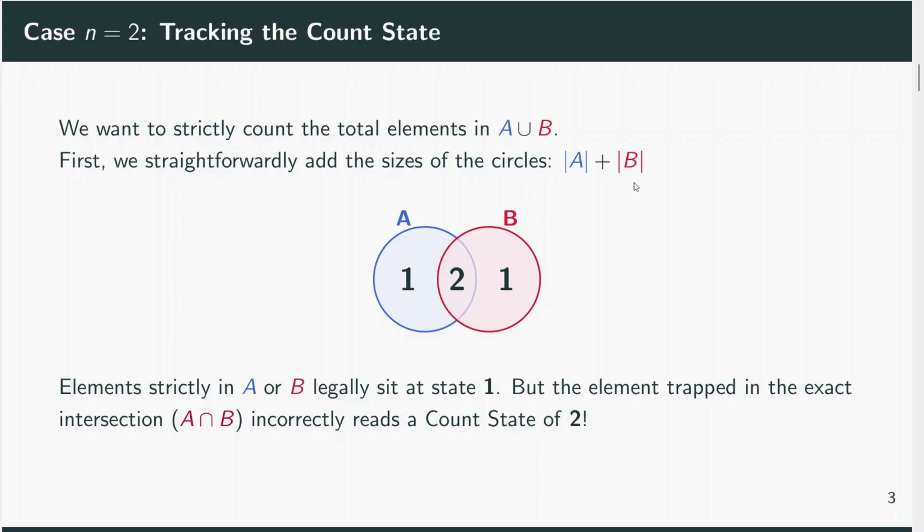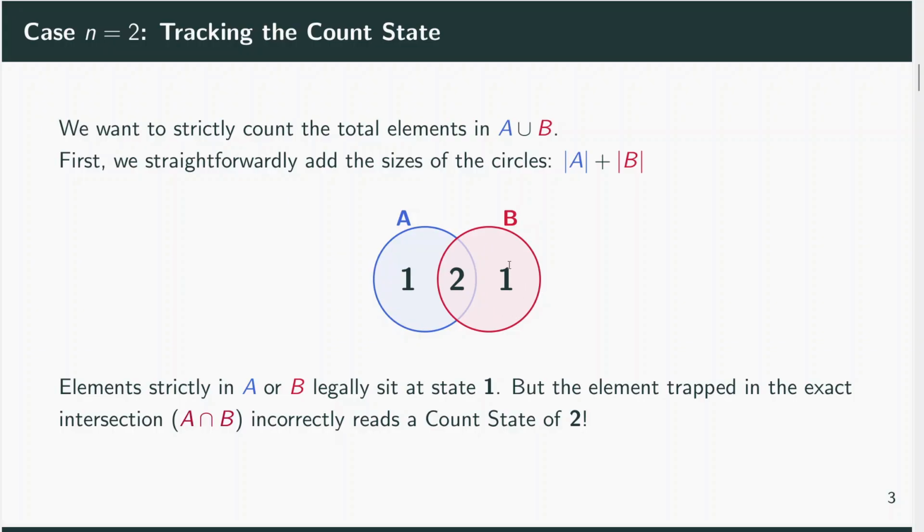We write the size of A plus the size of B. Now, let us look at what happens to each element under this first step. Imagine our 2 circles, the A circle on the left and the B circle on the right. They overlap in the middle, creating 3 distinct regions. There is the part of A that does not overlap with B. There is the overlap in the center. And there is the part of B that does not overlap with A.